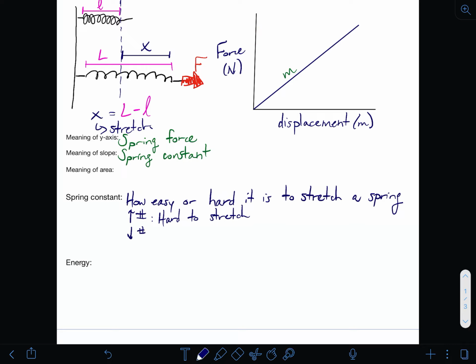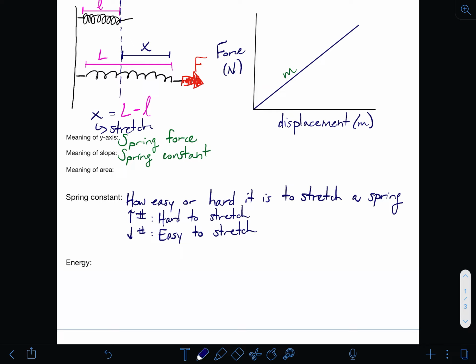Whereas if our spring constant is very small, then that is telling us that this spring is relatively easy to stretch. Because if we have a small spring constant, that's telling us that the slope of this graph is relatively small. So to get a similar displacement, we would have to exert a much, much smaller force to achieve that.